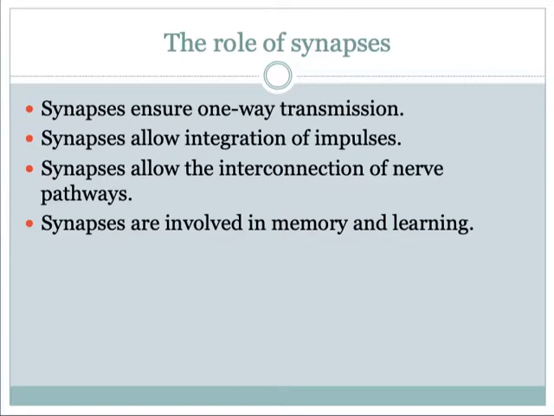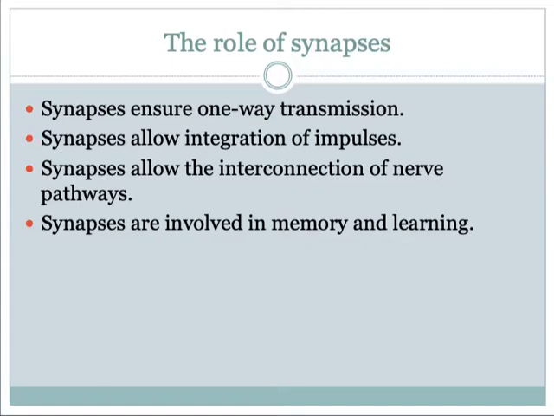So what do they do? What is their point? Synapses ensure one-way transmission, so impulses can only pass in one direction at synapses. And that's because that neurotransmitter is only released on one side. There's no way that chemical transmission can occur in the opposite direction. So synapses also allow for integration of impulses. Each sensory neuron has many branches at the end of its axon that form those synapses with many relay neurons. The cell body of each motor neuron is covered with the terminations of many relay neurons.